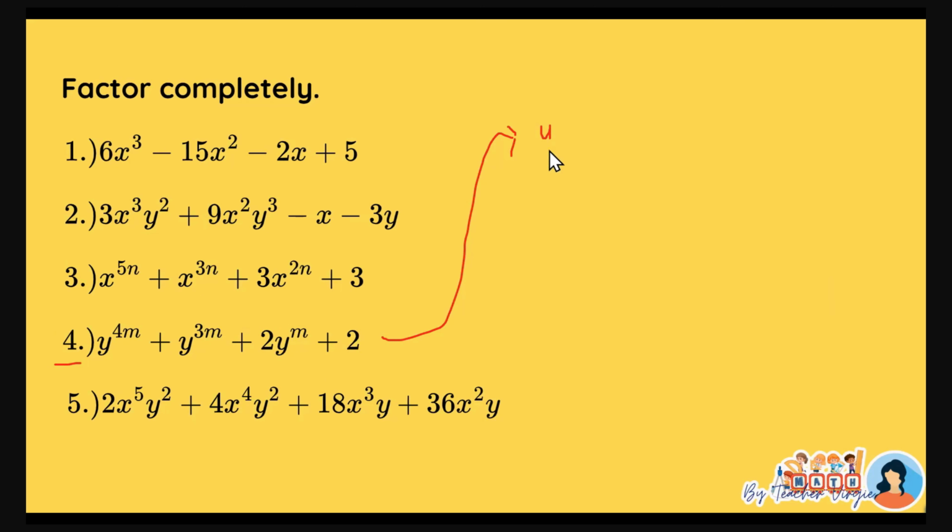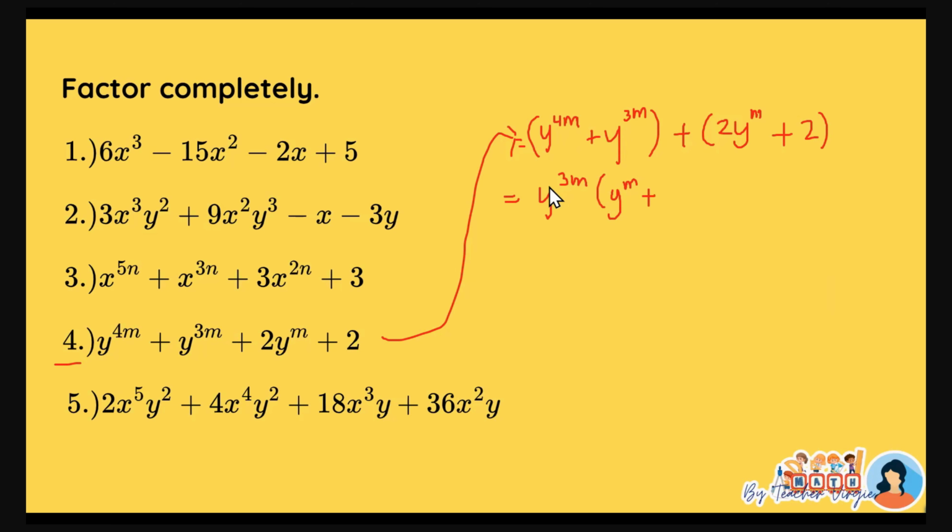So y to the 4m power plus y to the 3m power, then added by 2y to the m power plus 2. Let's get the GCF. So here we can take out y to the 3m. Then find the remaining by dividing by the GCF. So this is y to the m power. When you add this, the total is 4m. 3m plus m is 4m. So when we subtract, that's only m.